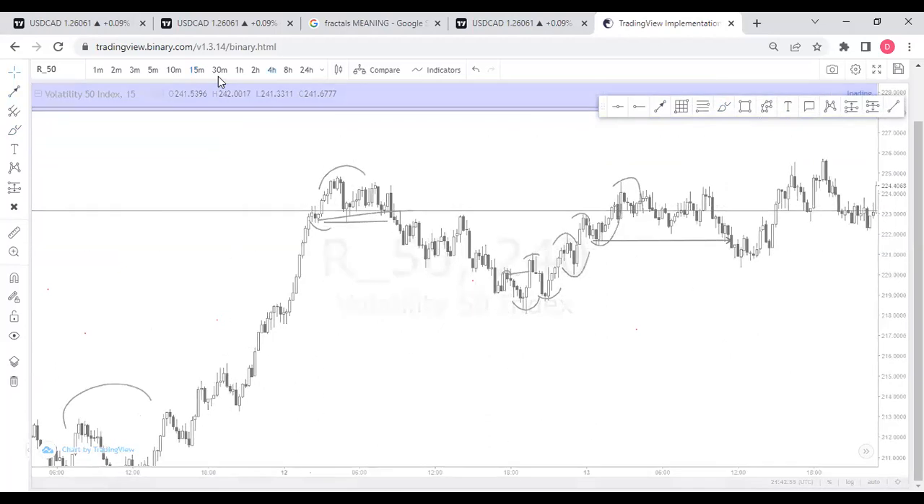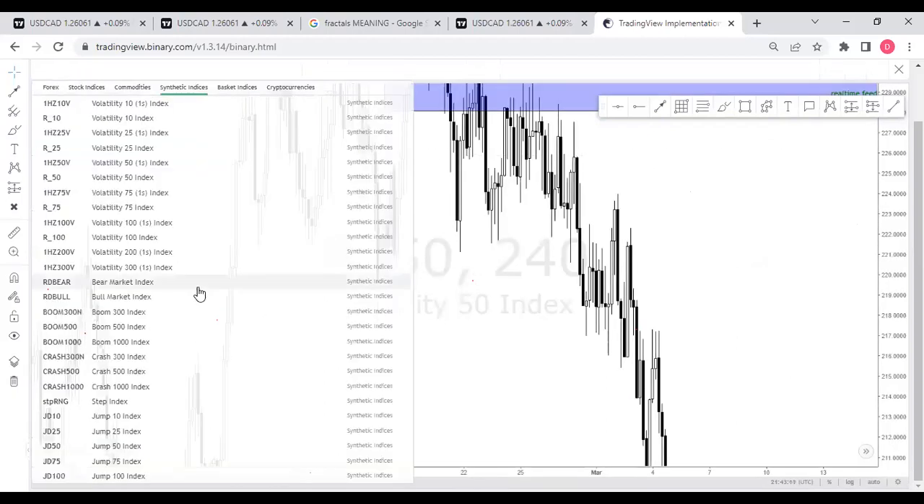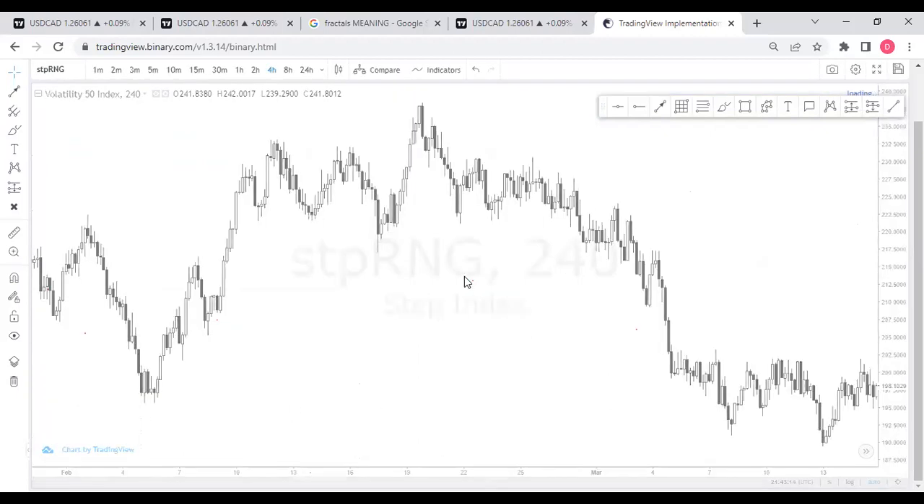All right. So this is one example of you having that break of structure that didn't later hold, right? If you waited for that redistribution, you might not have gotten into this trade and then you would have still been safe. All right. So let's check Step Index.